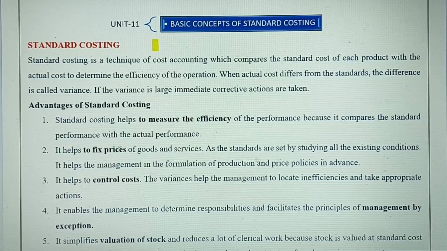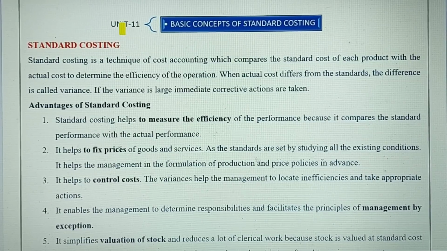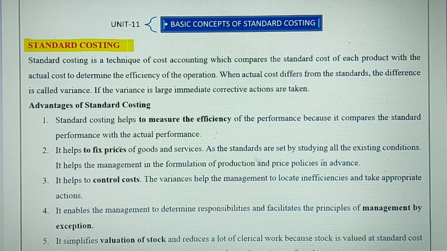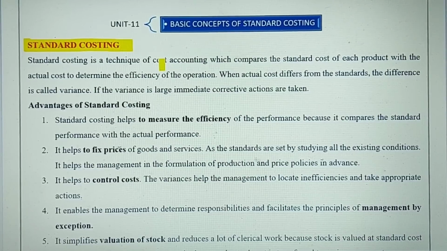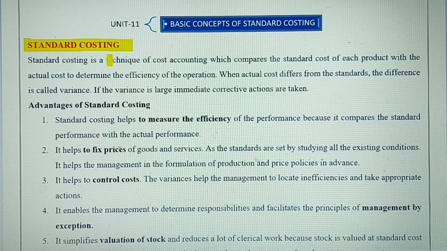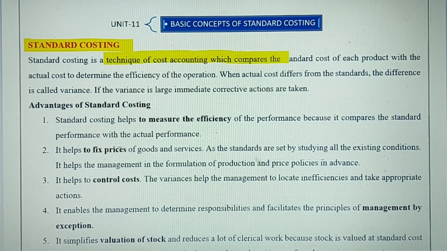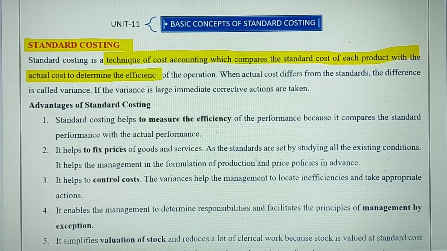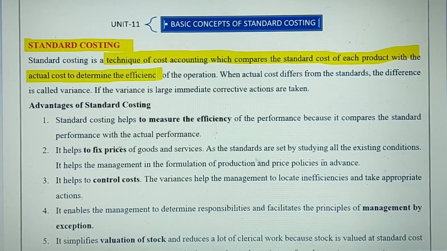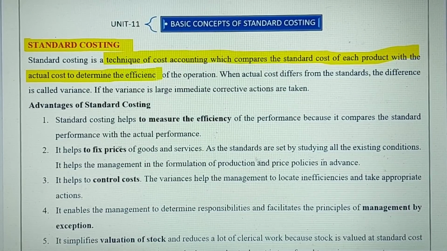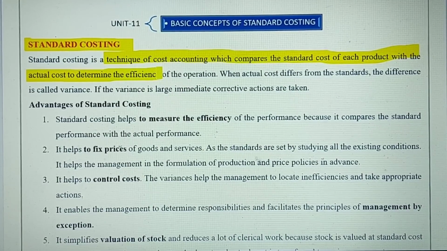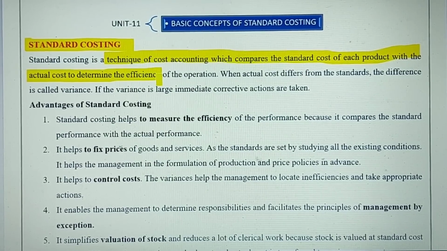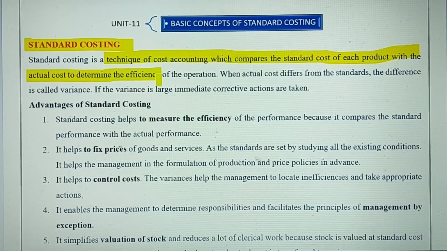Okay, fine. So without wasting any time, let's start with Unit 11. And in Unit 11, you should know what is standard costing. Now, standard costing, basically it is a part of cost accounting, and it is a technique of cost accounting which compares the standard cost of each product with the actual cost. So basically here in standard costing, we make a comparison between the actual cost and the standard cost. And if the deviations are large, then immediately we take corrective actions and we try to rectify the deficiencies.